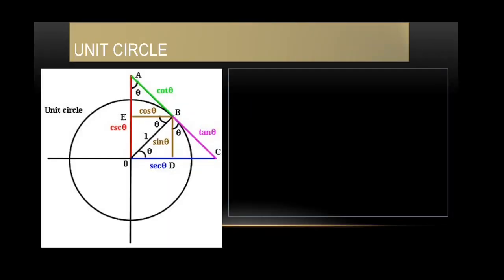Next, this is a unit circle. A unit circle is the circle with radius equal to 1 unit. And this is our angle theta. As you can see, the sine of this angle is nothing but the y coordinate. So sine theta is equal to y coordinate, then cos theta here, as you can see, is the x coordinate. So cos theta is equal to x coordinate.